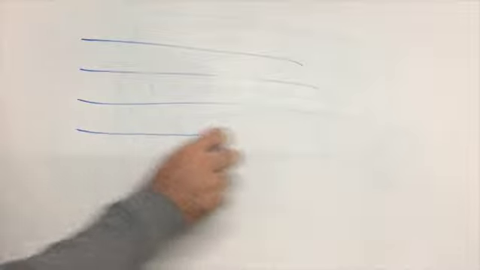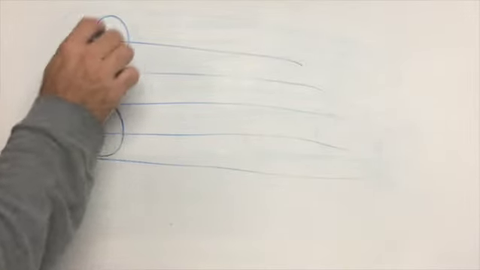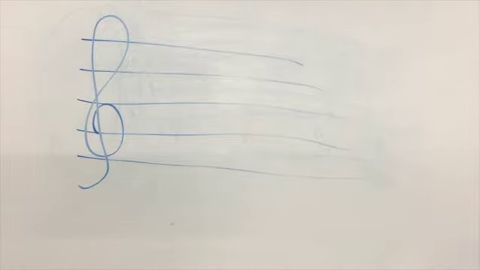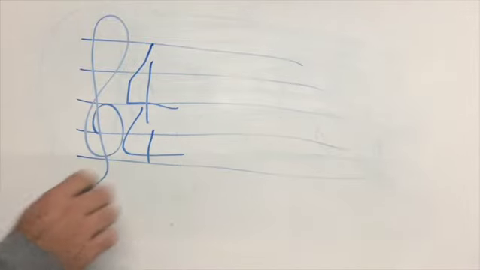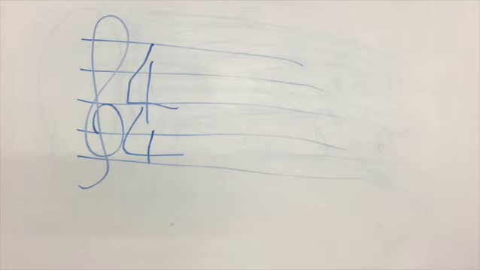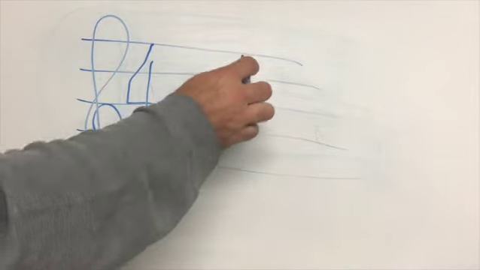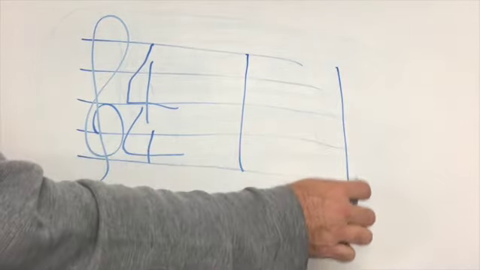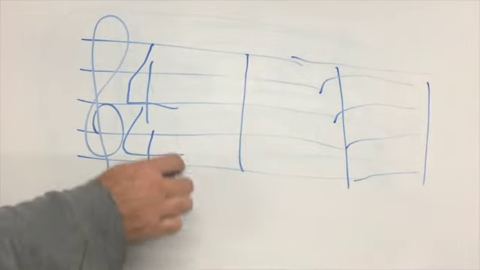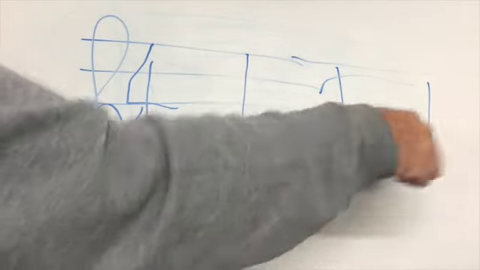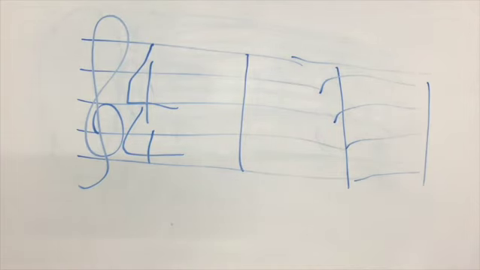Okay, so if we have our five lines that music's written on, we have our treble clef, and a bass clef line would be underneath, and the time signature sits right at the beginning. 4-4 we will deal with today. So that means that there are four beats in every bar. A bar, are the lines that come down dividing up our music. This little piece here, this little piece here, this little piece here is what we call a bar of music.